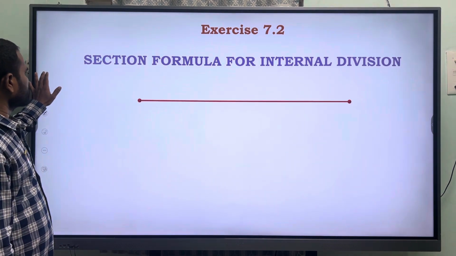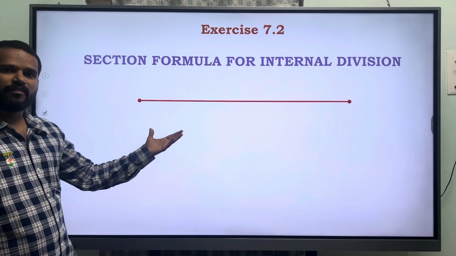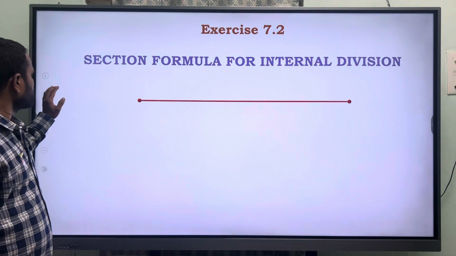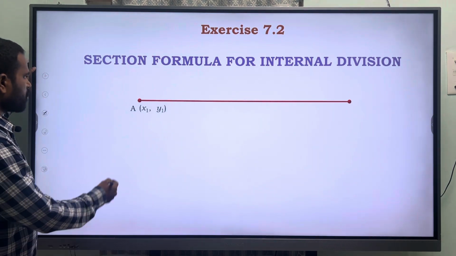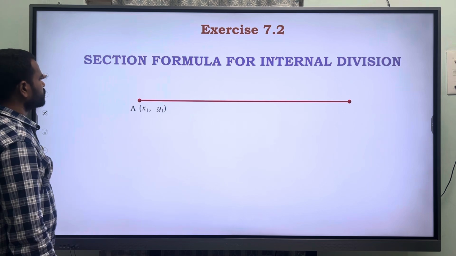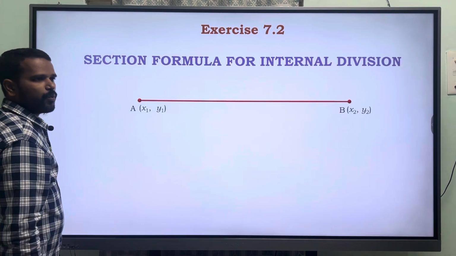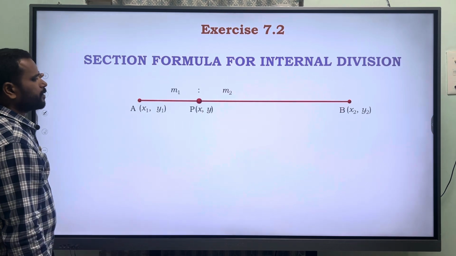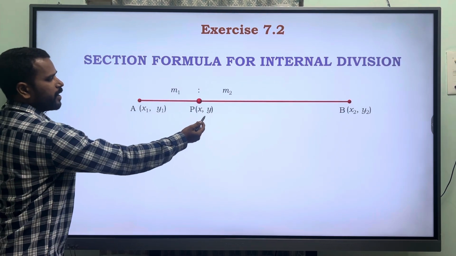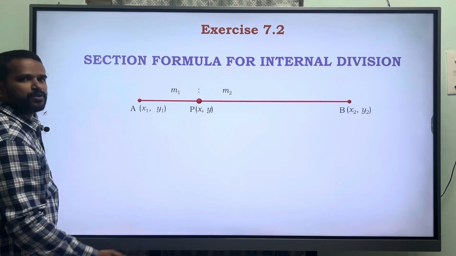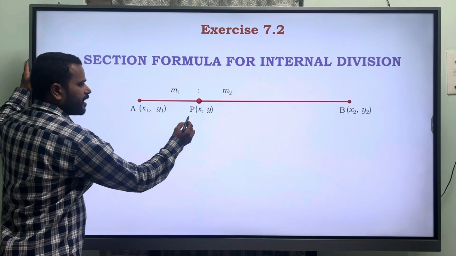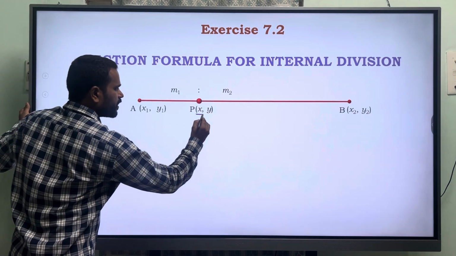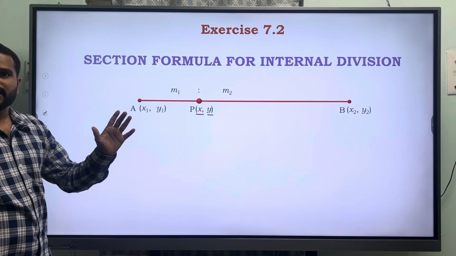So, what does this section formula say? Suppose we have a line. A line means we will have a minimum of 2 points. Suppose point A (x1, y1) and point B (x2, y2), and this line is being divided by a point P (x, y) in the ratio m1 is to m2. Then I can find these coordinates x and y using the section formula.